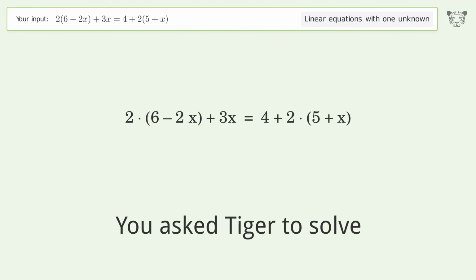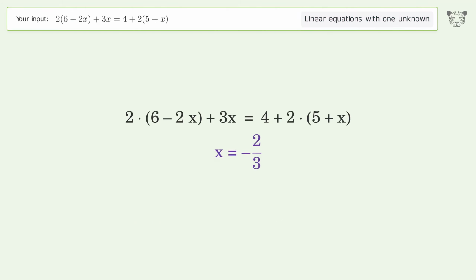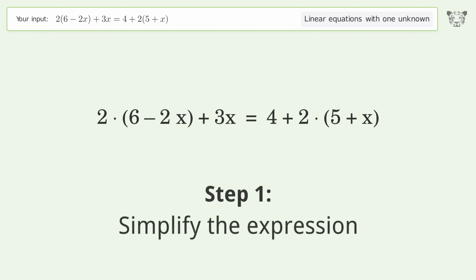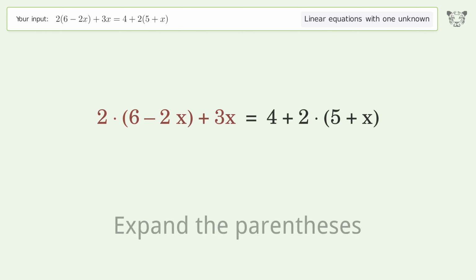You ask Tiger to solve this. This deals with linear equations with one unknown. The final result is x equals -2/3. Let's solve it step by step. Simplify the expression. Expand the parentheses.